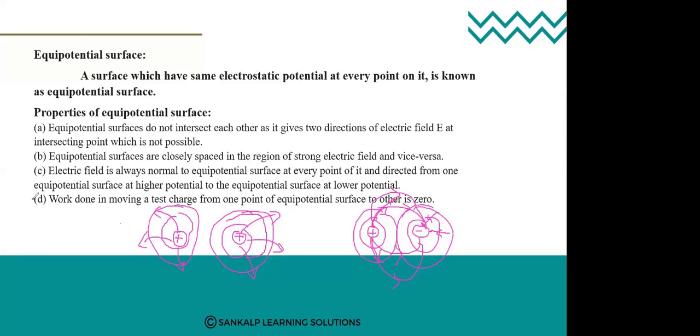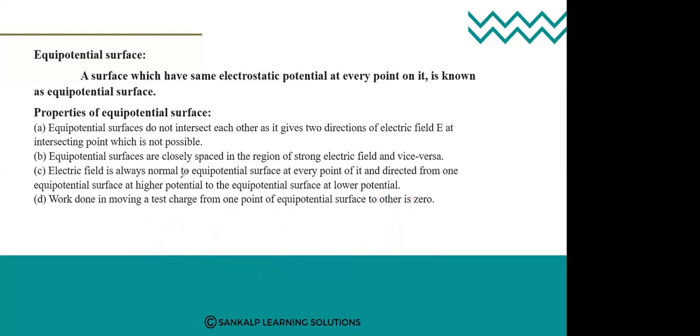Third point, very simple point. Electric field is always normal to the equipotential surface at every point of it and directed from one equipotential surface at highest potential to the equipotential surface at lowest potential. So the electric field for the equipotential surface is normal to the surface. It is normal to the given surface.